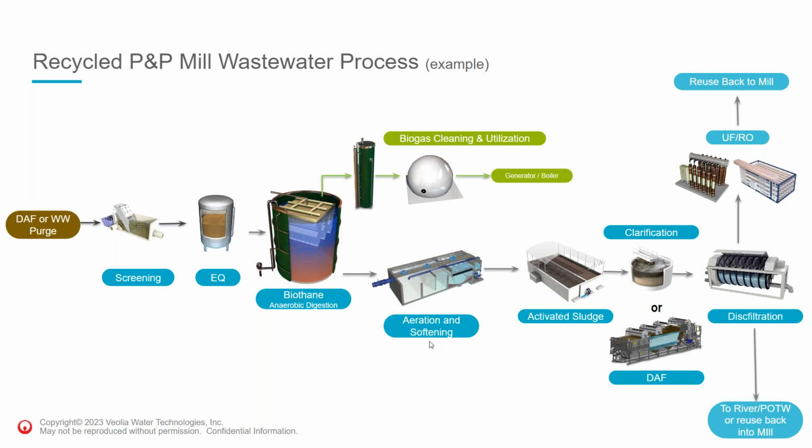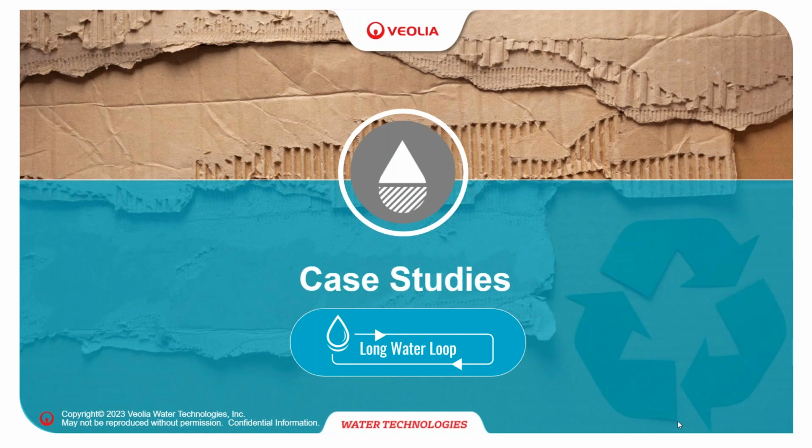And finally, water reuse. Veolia is the world leader in filtration with products like ZeeWeed UF and ProFlex RO, both of which have been used to recycle effluent in long loop water recycle treatment trains. The purpose of this webinar is not to delve into each technology. However, if you would like to learn more about a specific technology, please feel free to contact us after this webinar. So the case studies on the next few slides will show how these technologies fit together for a long loop water recycle treatment process.